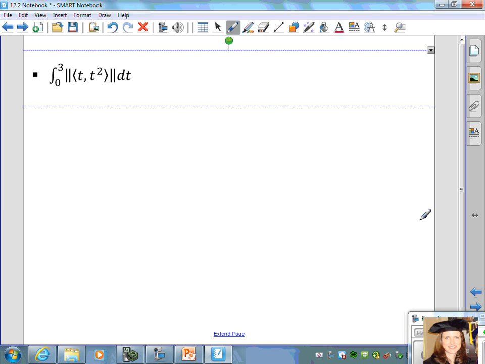All right, try this one on your own. The definite integral from 0 to 3 of the magnitude. Those double bars indicate the magnitude of the vector with components t and t squared.